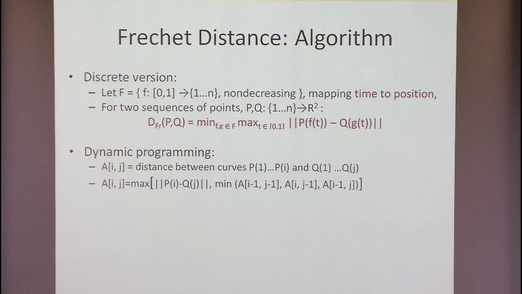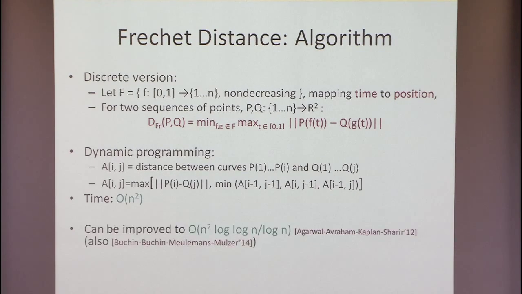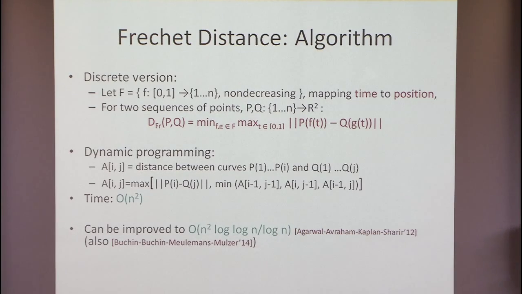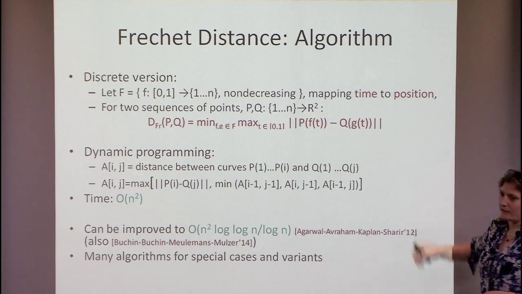Okay, so this is a very simple dynamic programming algorithm. It runs in n squared time because we have n points on both of the sequences. And as usual for this boot camp, you can get some tiny improvements. So there's a roughly log n improvement, kind of recent actually. And there are many, many algorithms for special cases and variants, but basically n squared is where we're at again.